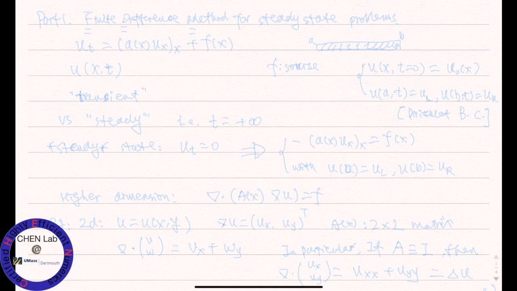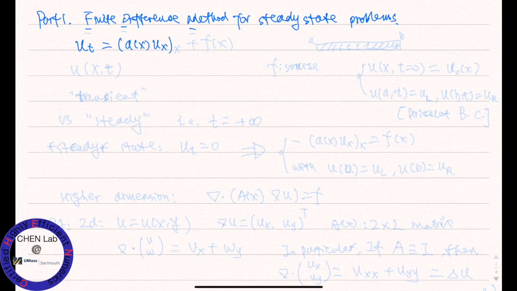The first part of this class, part 1, is Finite Difference Method, FDM, for steady state problems. We'll start with a partial differential equation, PDE: u_t = (a(x) u_x)_x + f(x).